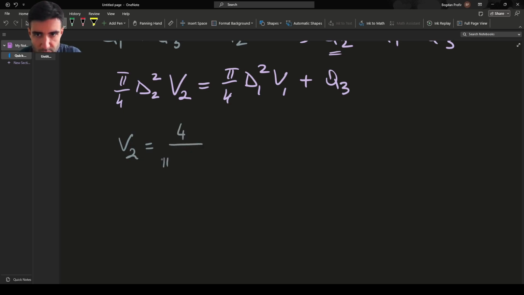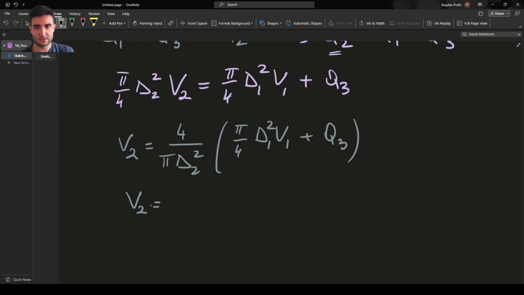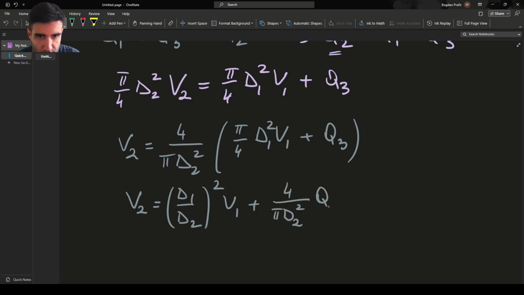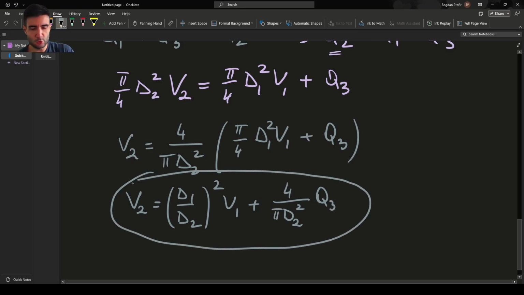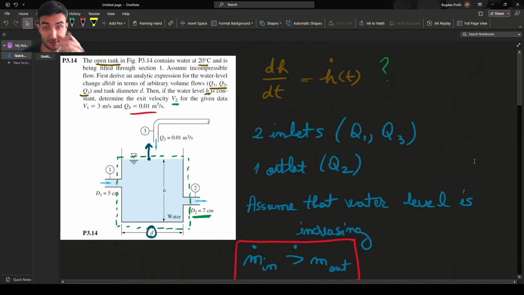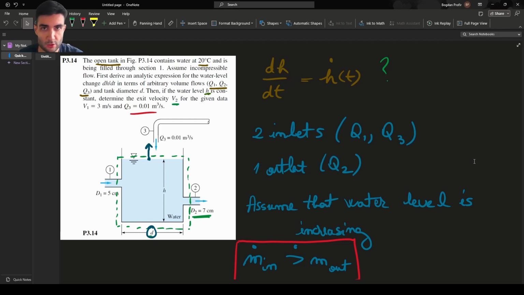So this is v2 equals 4 over pi d2 squared times (pi over 4 d1 squared v1 plus q3). You can expand the bracket if you want, so this is (d1 over d2) squared v1 plus 4 over pi d2 squared q3. And that's the final expression. You have numbers for everything: you know d1, you know d2, you know v1, and you know q3 as well. So you put numbers in here, you find v2, and that's going to be the speed of the water at the outlet such that the height of the water in the tank is going to be constant. And that's the end of the question.